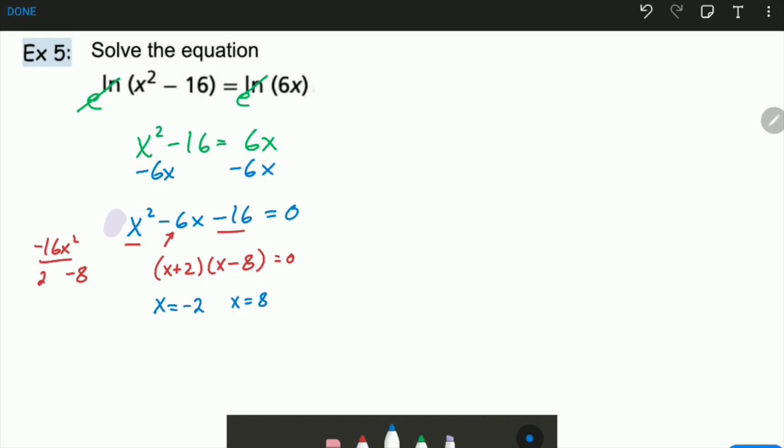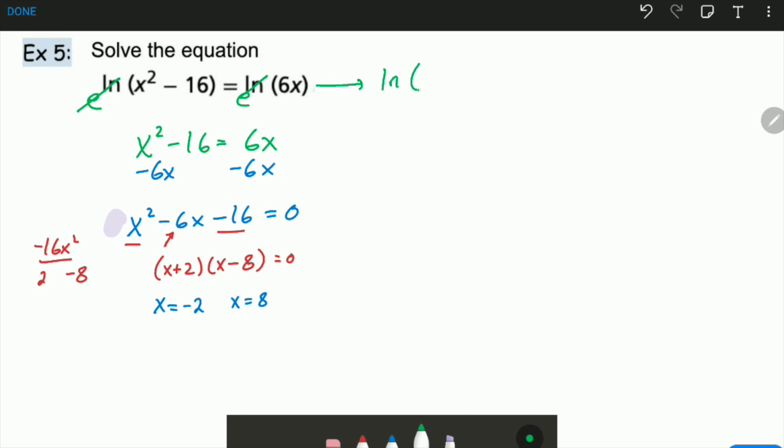Now, with logarithm equations, you do want to double check answers. Sometimes you get extraneous solutions. Extraneous solutions come from the domain of the original expressions. So what we're going to do is go back up to the original equation and just plug in our two x values.